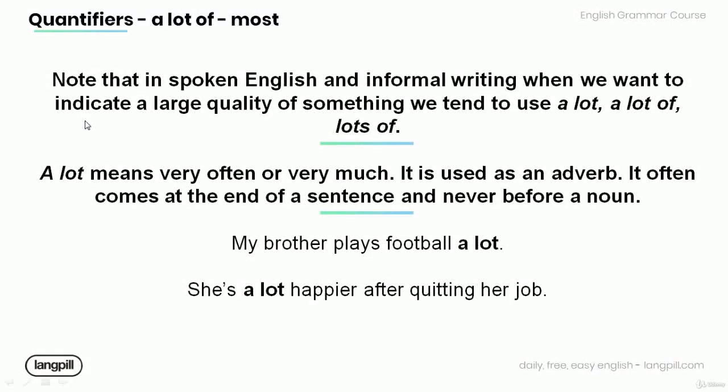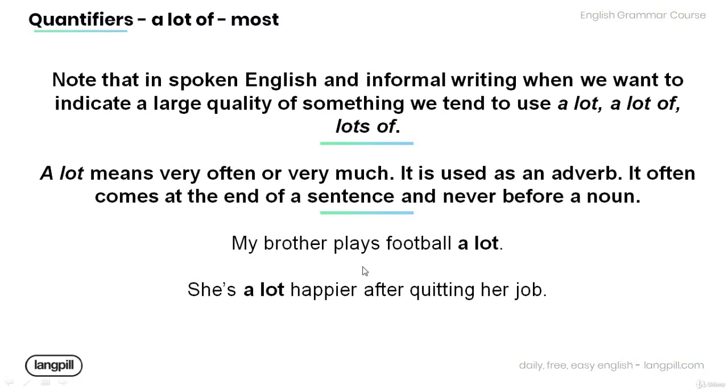Now, in spoken English and informal writing, when we want to indicate a large quantity of something, we tend to use a lot of, or lots of. Now, a lot means very often or very much. It is used as an adverb. Now, it often comes at the end of a sentence and never before a noun. Have a look at the examples below.